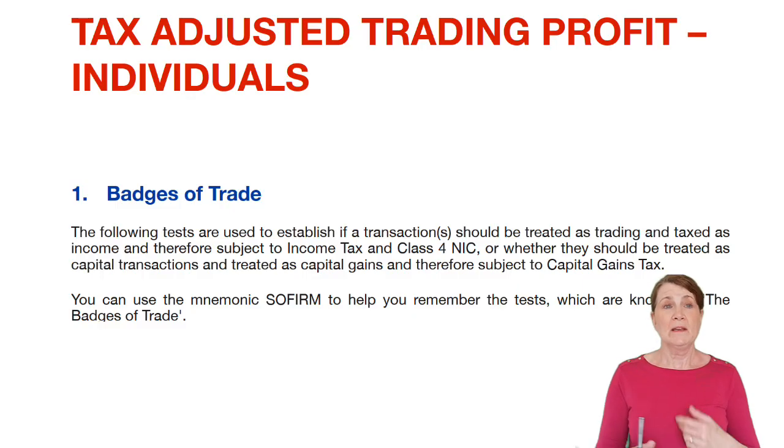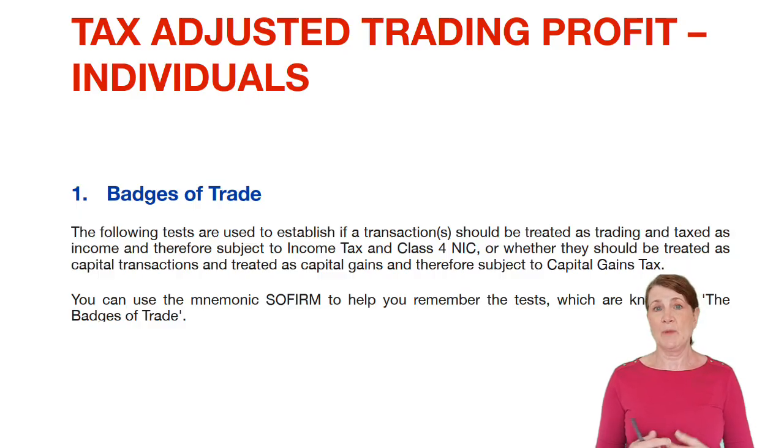Chapter 4 is all about how we calculate that trading profit figure that will eventually go to our income tax computation. Now, in a previous session, I spoke about the differences between income tax and capital gains tax. And one of the things that I said is that income tax is taxed on profits that are expected to recur generally, whereas capital gains tax is charged on the one-off disposal of capital assets. But sometimes there is a bit of a grey area.